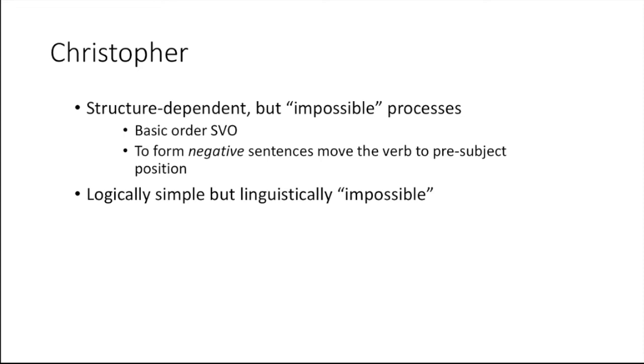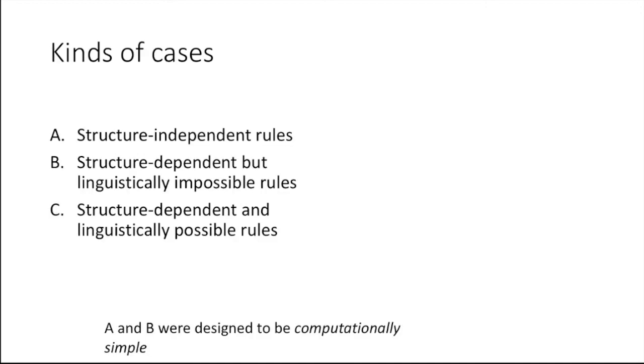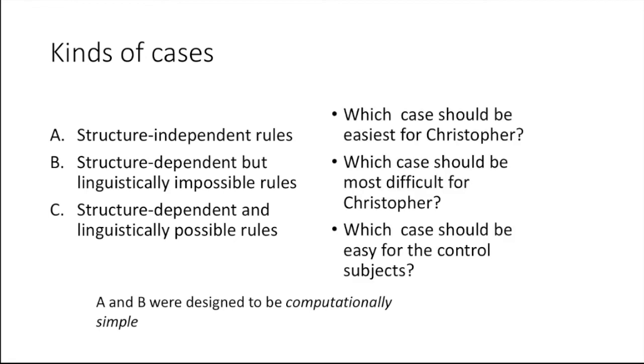Well, at least a priori, it would seem that they would be easy to spot, but we see that things are quite complex. And so you have three kinds of cases: structure-independent rules, structure-dependent but linguistically impossible rules, and structure-dependent and linguistically possible rules. Now, A and B were designed to be computationally simple. And so which case would be easiest for Christopher? Which case should be most difficult for Christopher? And which case should be easy for the control subjects? Just think about it for a second.